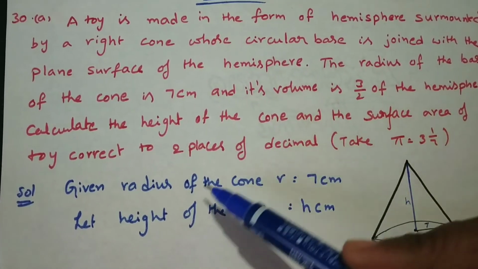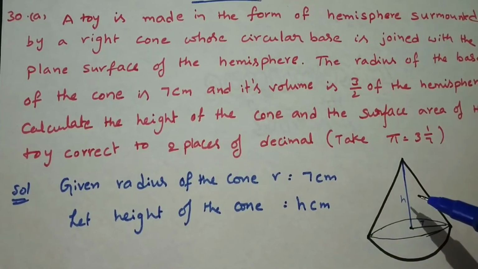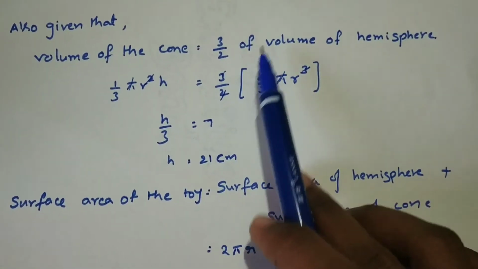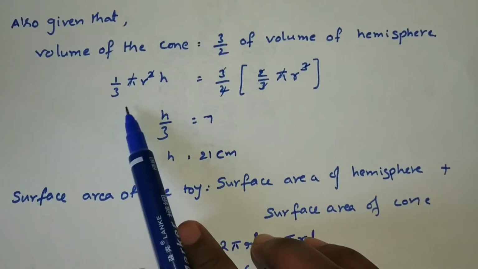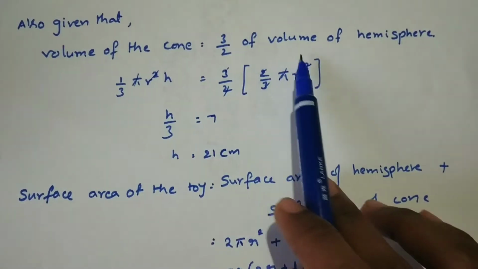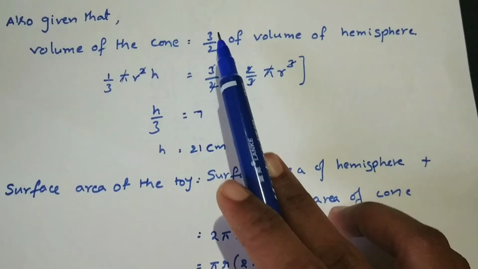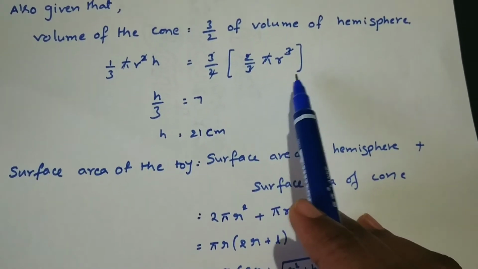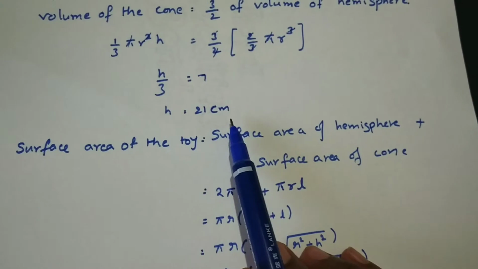And whatever things they have given, right? Radius of the cone r is equal to 7 centimeters. The height of the cone is equal to h, and also given that the volume of the cone is equal to 3 by 2 of the volume of the hemisphere. Write the formulas. Volume of the cone is 1 by 3 pi r square h, equal to the volume of the hemisphere, 2 by 3 pi r cube. For this one, 3 by 2 term is there, so 3 by 2 into the formula. Do the cancellations and we are going to get h is equal to 21 centimeters.